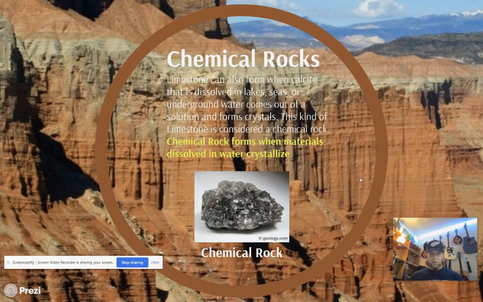And you can also form this in caves, where there are stalactites and stalagmites. That's a chemical rock being formed. It's the water moving through, depositing the minerals to leave us with a chemical sedimentary rock.